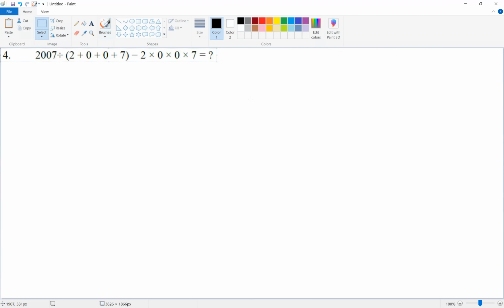Number 4, Gitika. This is just a calculation, no words. Yeah, so first I did the brackets. I did 2 plus 0 plus 0 plus 7. I got 9. So then it would be 2,007 divided by 9, minus 2 times 0 times 0 times 7.